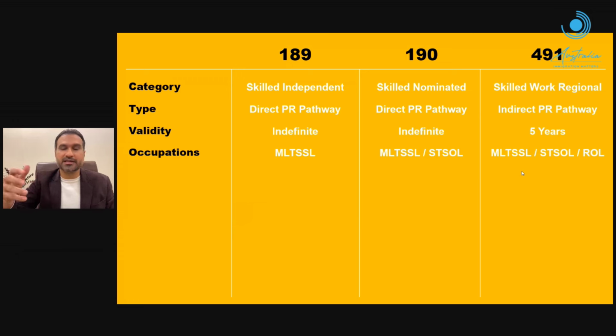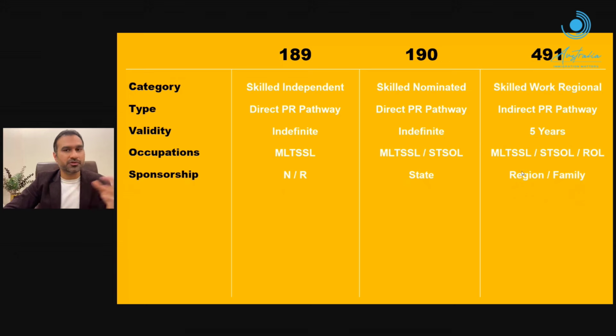It can happen that a few states, like Victoria, allow all of the MLTSSL or STSOL lists to be considered for occupational eligibility for their ROI submission, whereas some states have their own specific skilled occupation list which needs to be followed. Now, let's talk about the sponsorship.